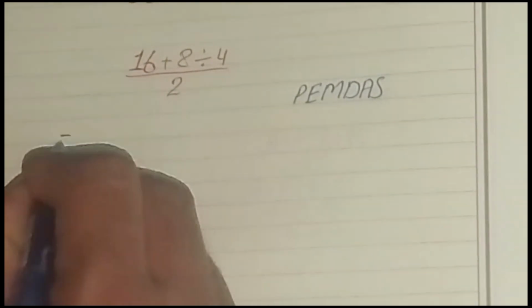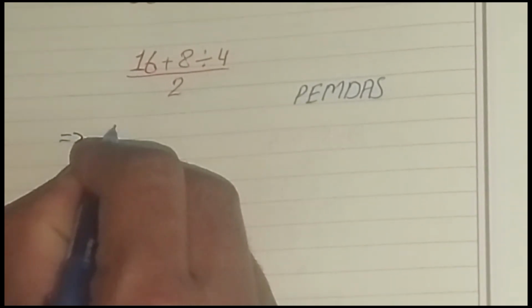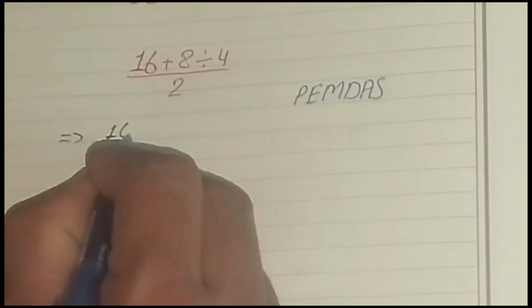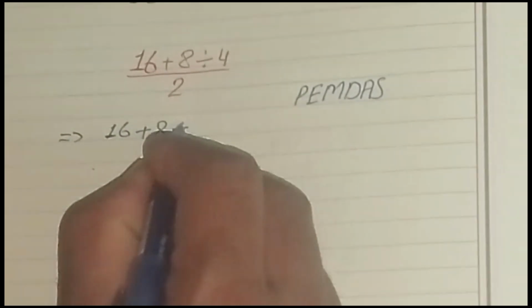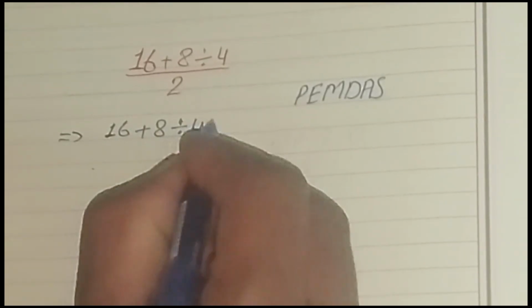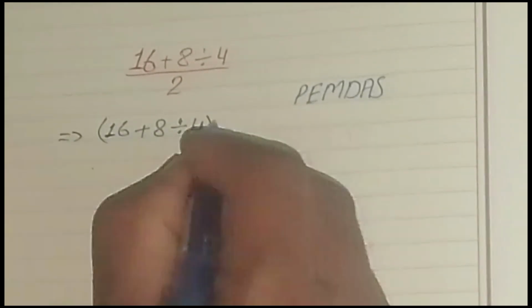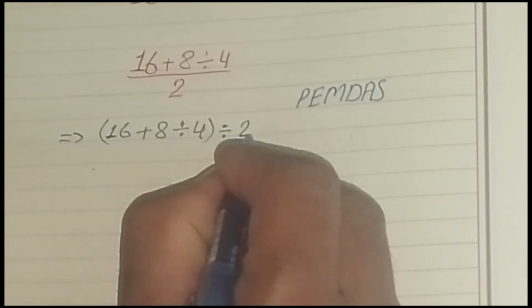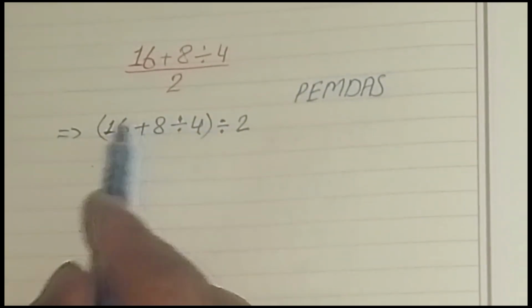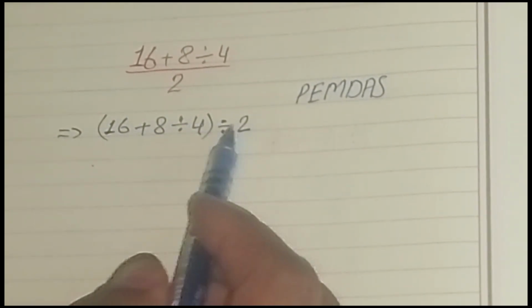The numerator is 16 plus 8 divided by 4, and the denominator is 2. So first we solve the numerator, then we solve the denominator.